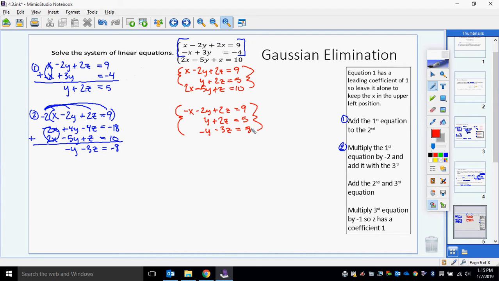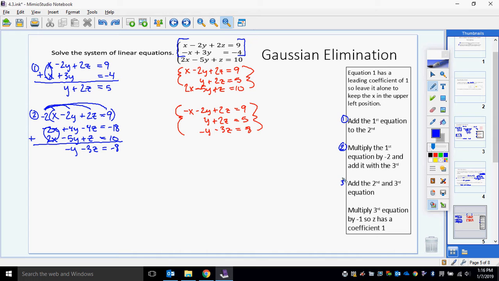For it to be in row echelon form, this equation 3 can only have a z. So how am I going to get rid of this y? Well, again, I need to eliminate it with another equation, right? You're only ever going to be working with two equations off to the side here. So which equation does it look like would be easiest to eliminate this y? Well, it looks like these two, right?